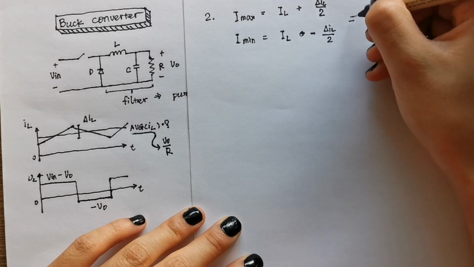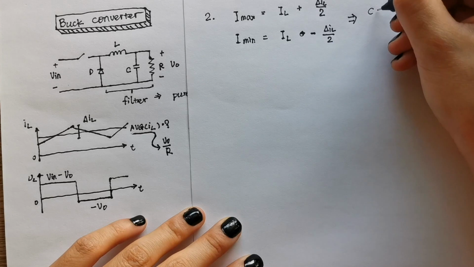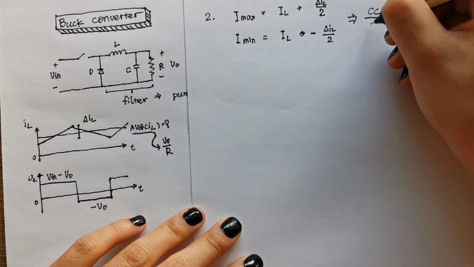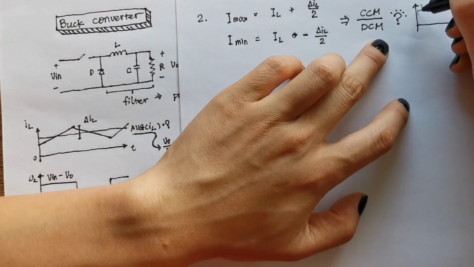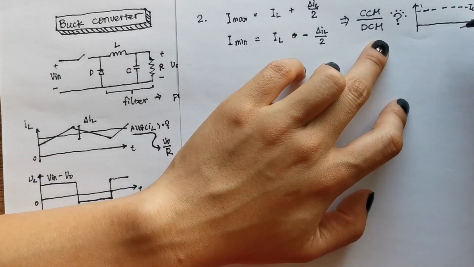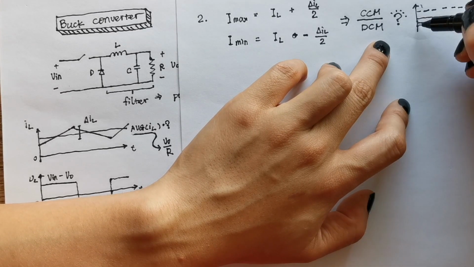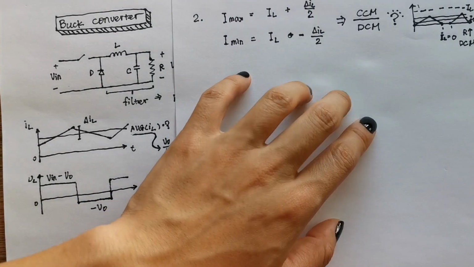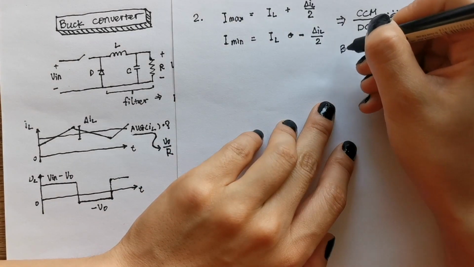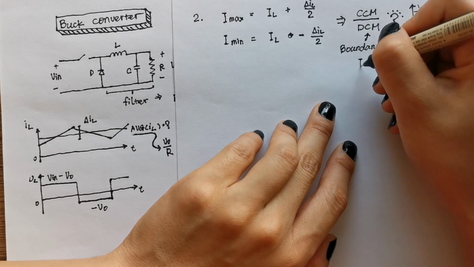From here, we can analyze whether the inductor current is continuous or not, aka CCM or DCM. Why DCM? When the load increases, the average current decreases. To some point, the current is so low that for a little period of time there is no current in the inductor. I minimum equals 0 is the boundary between CCM and DCM.